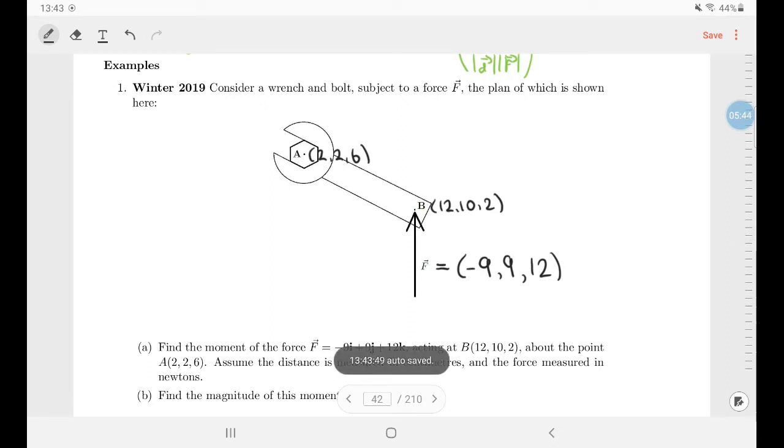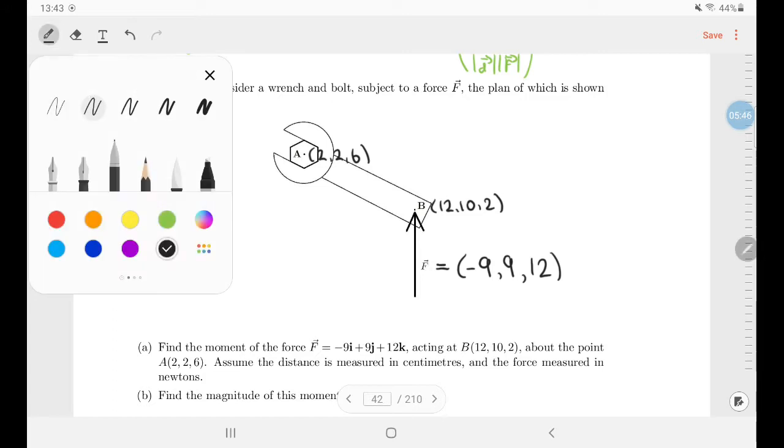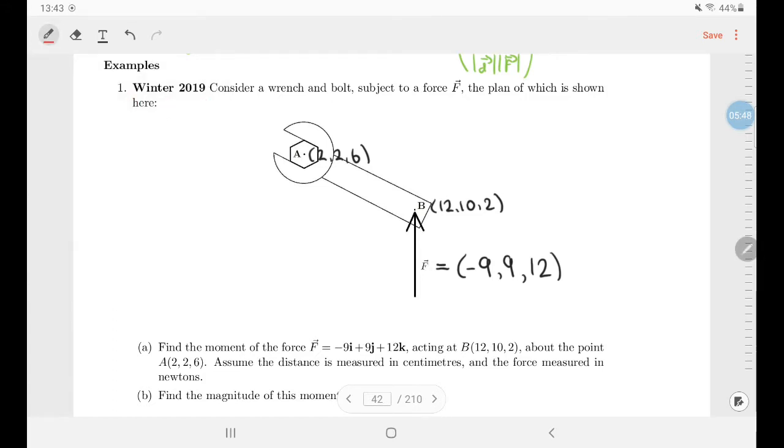Okay. So where's the displacement vector here? Displacement goes from the pivot or the fulcrum to the point where the force acts. So displacement goes from A to B.